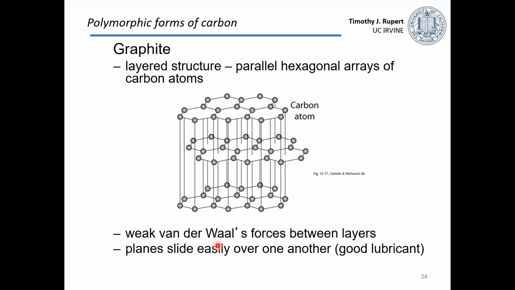Graphite is analogous to that layered structure that we just talked about. So it has strong bonds in these hexagonal arrays, and then weak bonds between the layers, these van der Waals forces that are relatively weak. And this shows up in how we tend to use this. So graphite is well used as a lubricant.